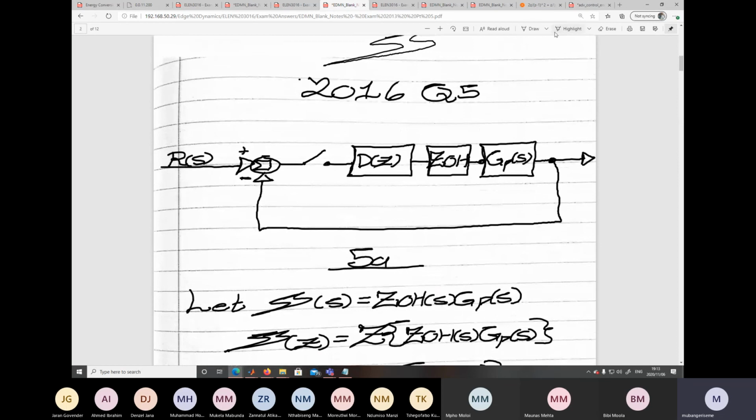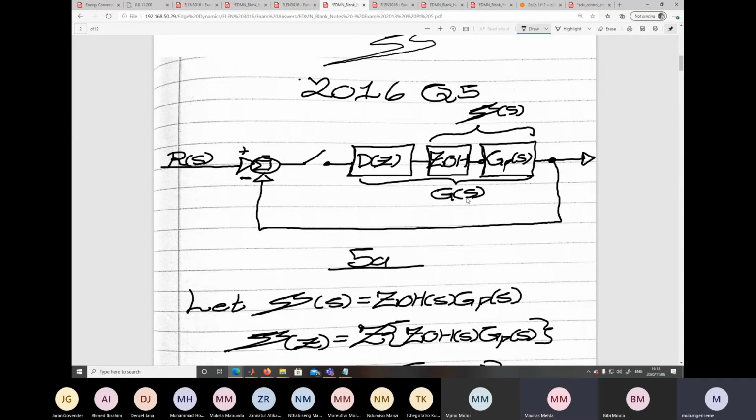What I would prefer to say is, I'd call this insignia of S, and I'd call my entire forward path G of S. That's what I would do.